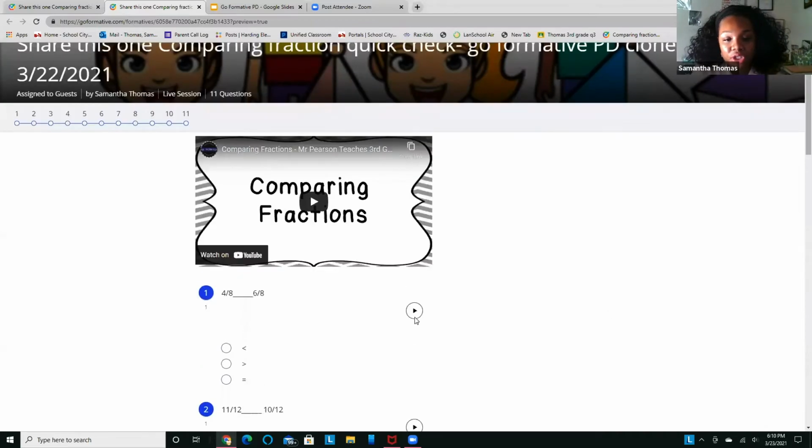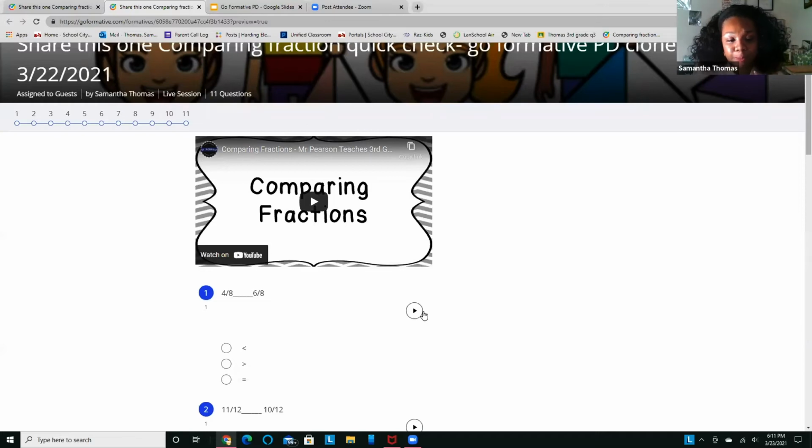Also, I included directions, and so the student can push the play button. Less than 6/8, greater than 6/8, or equal to 6/8. So for those students who need to be able to hear those directions, that is a tool that Formative has.